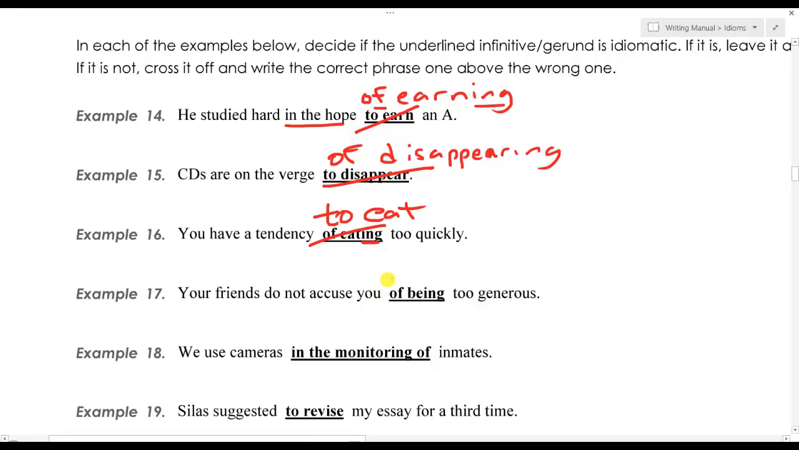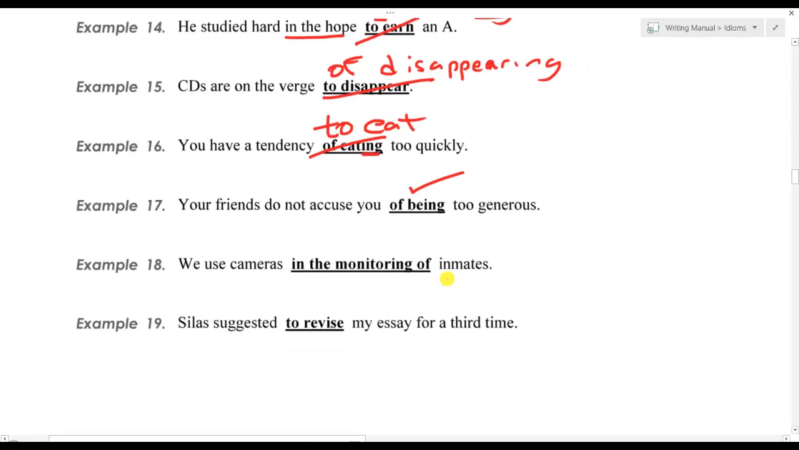Your friends do not accuse you of being. Do you accuse someone of being or of doing something? The answer is yes, you absolutely do. Accuse you of being is perfectly correct. The gerund is fine there.